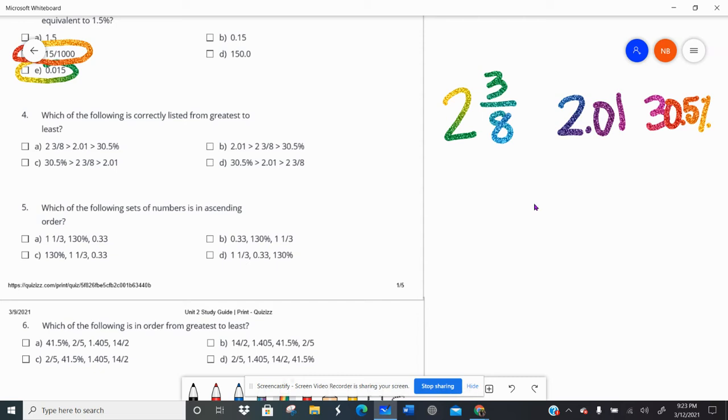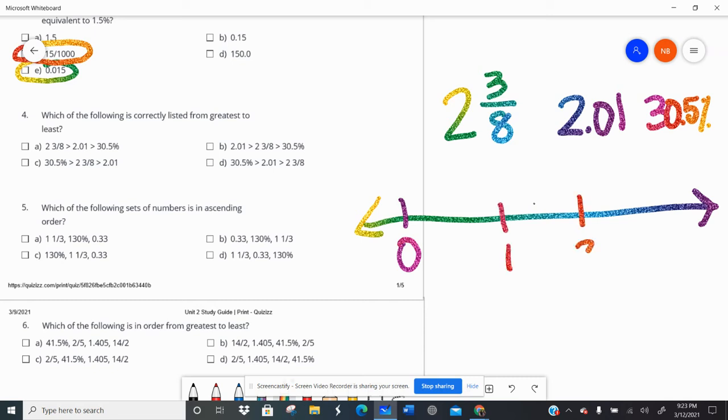But I'm going to use what I know about numbers. I'm going to pretend that I have a number line. Or actually, I can draw my number line. And here we go. We have 0, 1, 2, 3. Let's think about the first number, 2 3/8. Well, 2 4/8 would be half, 4 out of 8 would be half. So maybe 2.5 would be somewhere like here. So 2 3/8 is going to be on the left, but pretty close to half. So that right there is 2 3/8.